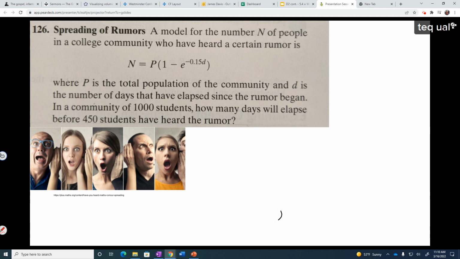This is a community of 1,000 students, and we want to know how many days before 450 of them will have heard the rumor. So about half of them. How many days will it take till about half the campus has heard this rumor?